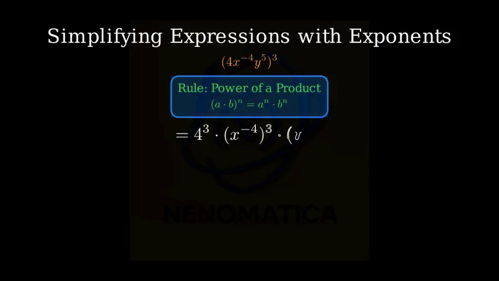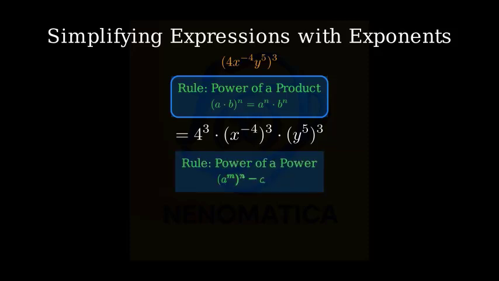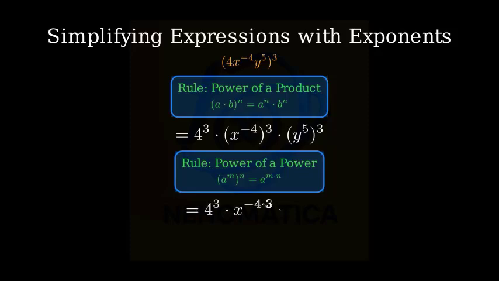So we get 4 to the 3rd power times x to the -4 times 3 power times y to the 5th times 3 power. Next, we'll use another rule: the power of a power. When a quantity with an exponent is raised to another power, we multiply the exponents. Applying this rule to the variables with exponents, x to the -4 cubed equals x to the -12, and y to the 5th cubed equals y to the 15th. For the coefficient, we calculate 4 cubed, which is 64.